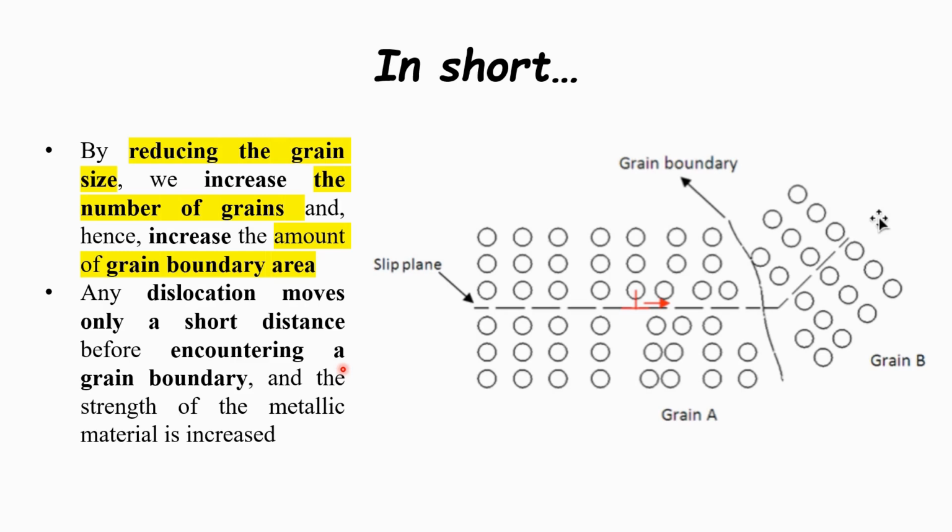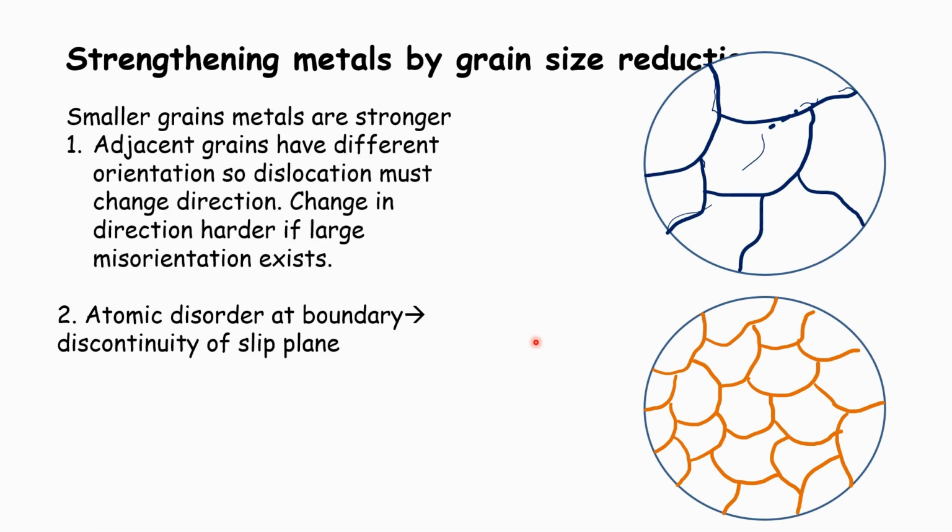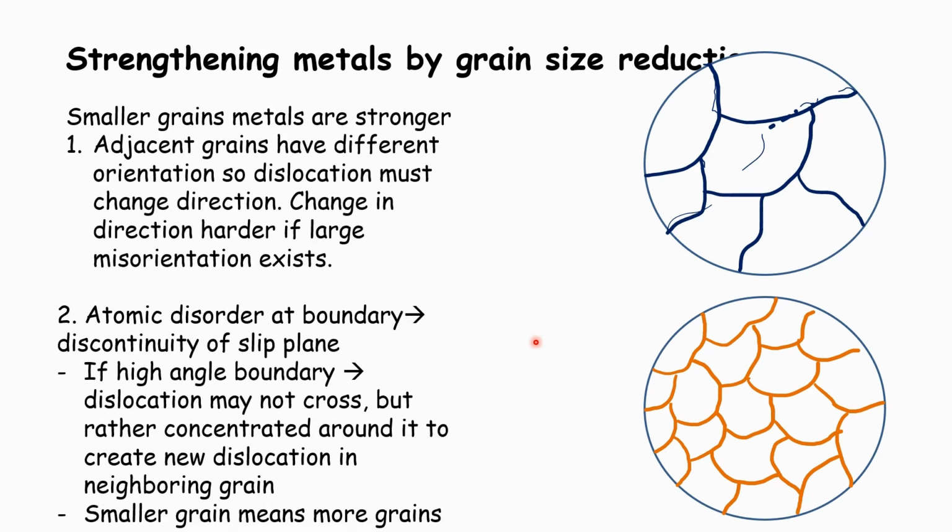So when we have a grain boundary, it will disrupt a slip plane and can generate a new dislocation. When we have a smaller grain size, meaning that we increase the grain count. So if we have a high angle boundary, dislocation may not cross, but rather it will concentrate around it to create a new dislocation in the neighboring grain. Smaller grain means more grain.